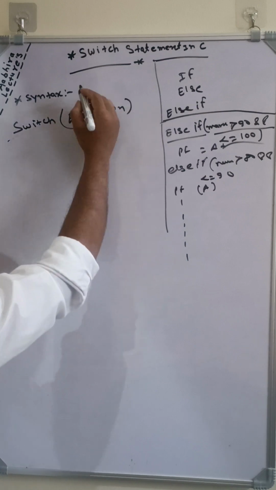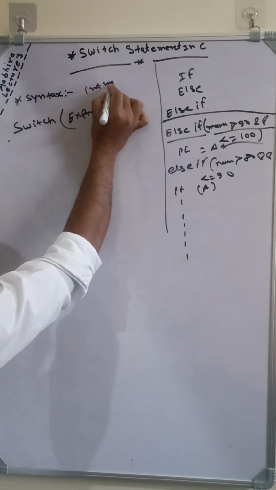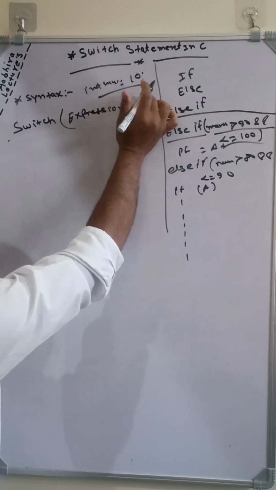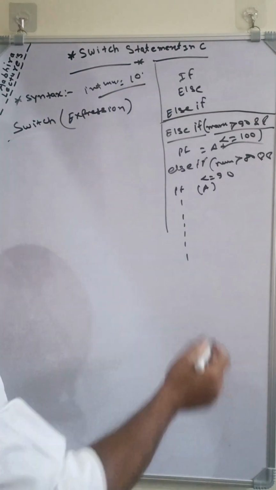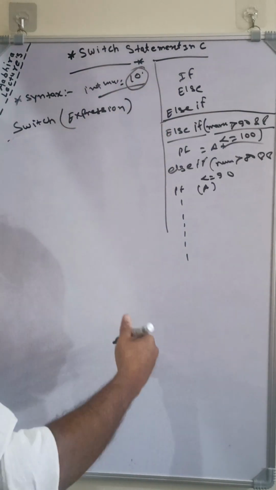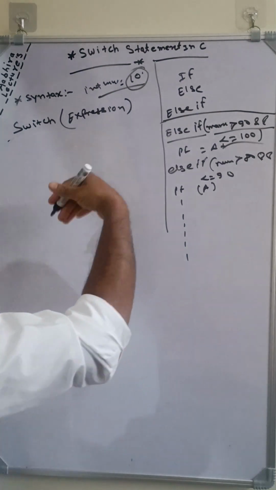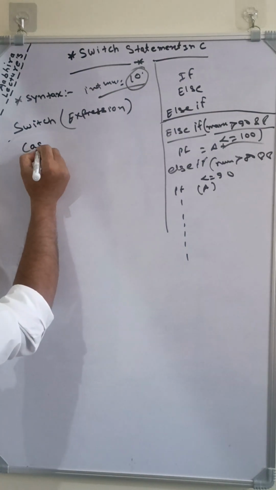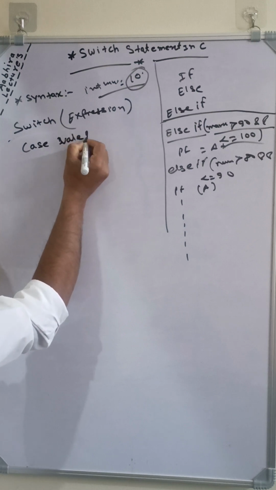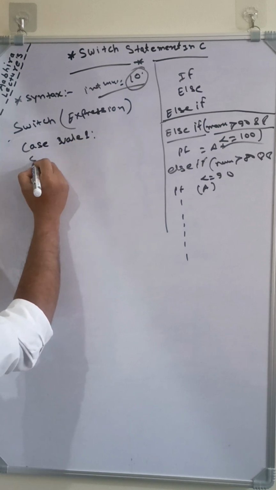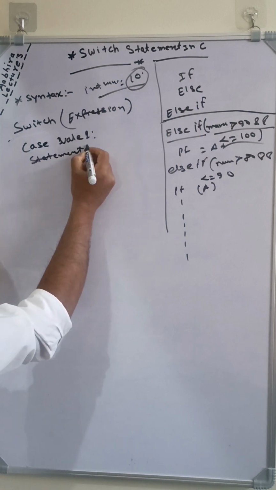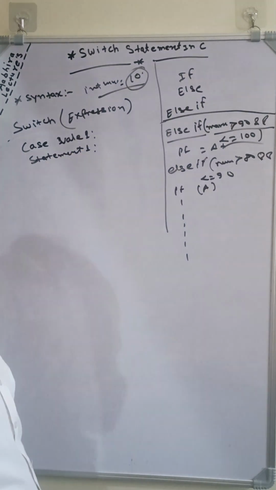Suppose I create one variable num, num equal to 10. Otherwise you can take it from the user also. If num equals 10, then you can print the statement. So here we write case, case value 1, then a statement. You can write multiple statements also.